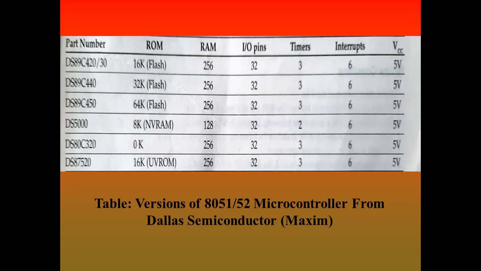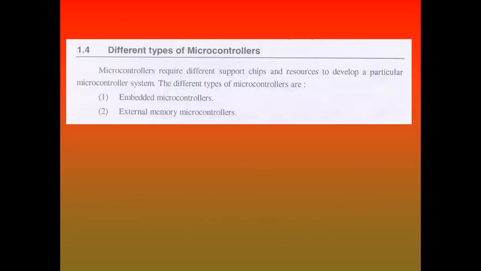Now, after finishing this concept, we will do the next concept, that is different types of microcontrollers. There are two types of microcontrollers. First is embedded and second is external memory microcontrollers. Embedded means everything is on the chip, and it does only one task. And second is external memory, which means memory is attached from the outside.